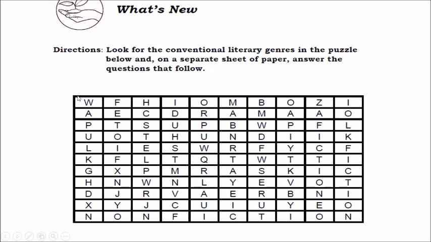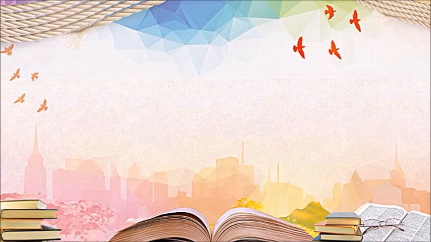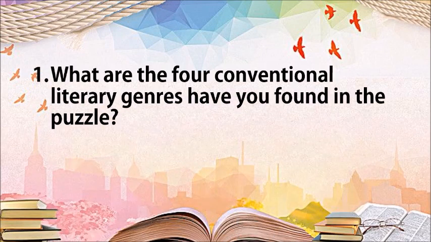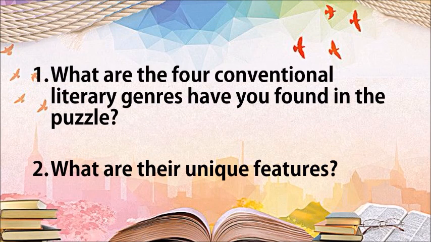So you are going to copy this puzzle on your separate sheet of paper. Do not write anything on the module. After that, you are going to answer the following questions. Number 1, what are the 4 conventional literary genres you have found in the puzzle? Number 2, what are their unique features?